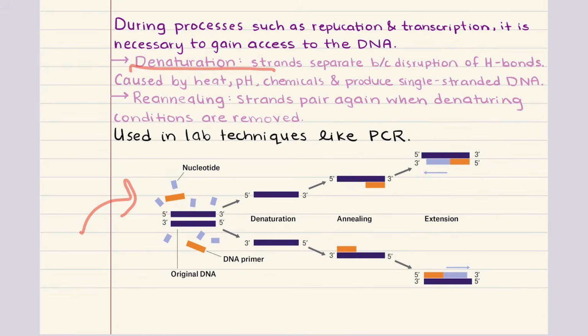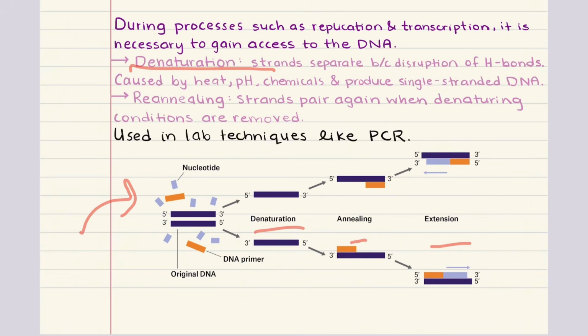First, we heat the sample to denature the DNA, and then we cool it so that short DNA primers can bind to their complementary sequences. Finally, a special DNA polymerase is going to extend the primers to synthesize new DNA strands. And this cycle repeats over and over to amplify a specific DNA sequence.